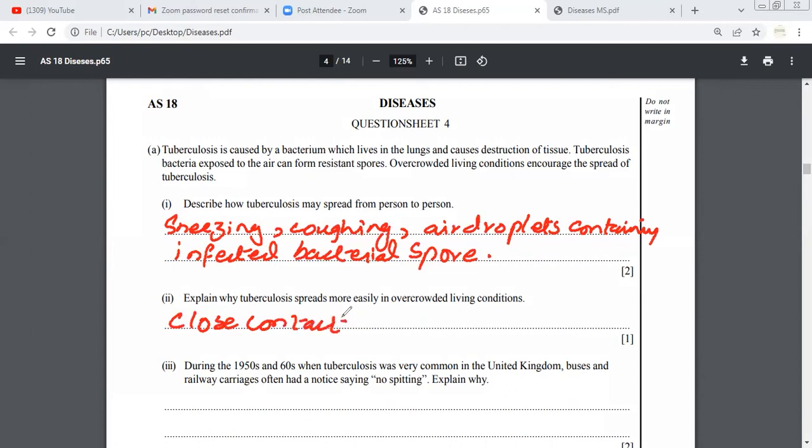Close contact as well as small area sharing by population.